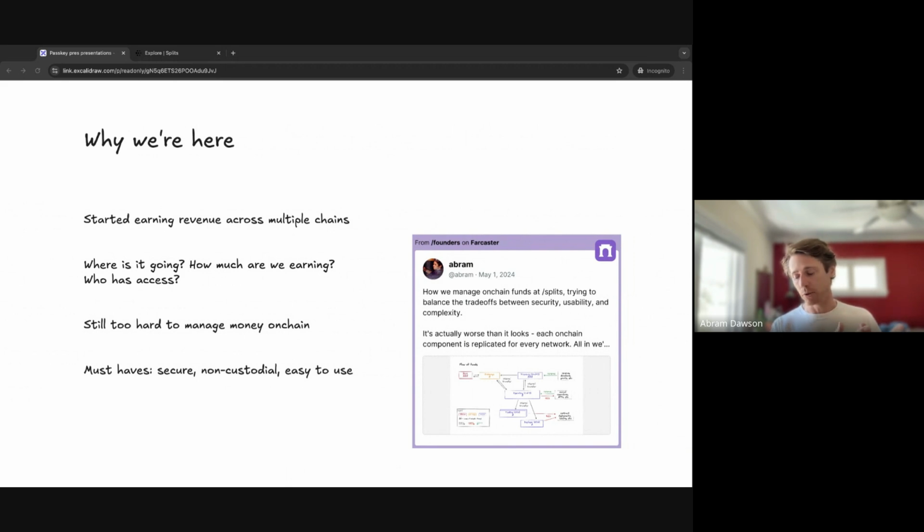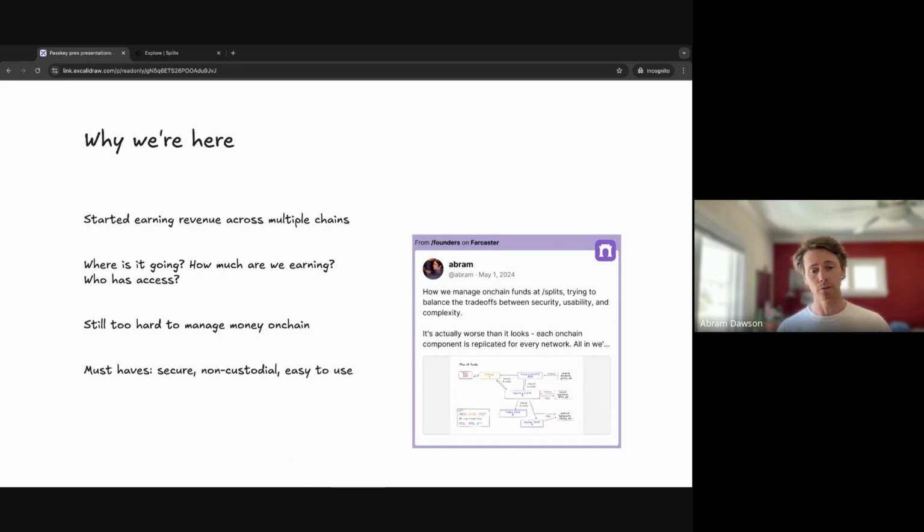We had a multi-sig on mainnet with a handful of hardware wallet signers, and it was really hard to use. As more revenue was going to start to come in, we wanted to figure out the right system for this. Where is it going? How much are we earning? Who has access to it? We found it was still too hard to manage money on chain, both as a team and as an individual. For us, the must-haves were that it needs to be secure. That was something we were not willing to trade on. It must be non-custodial. We do not want to be banked by some big, public company.